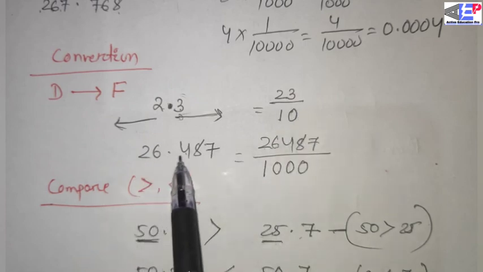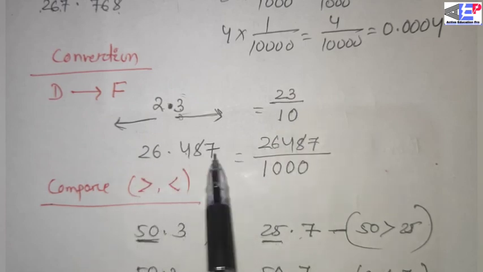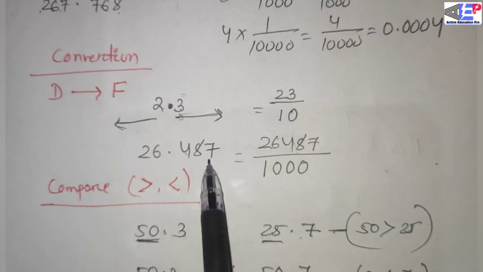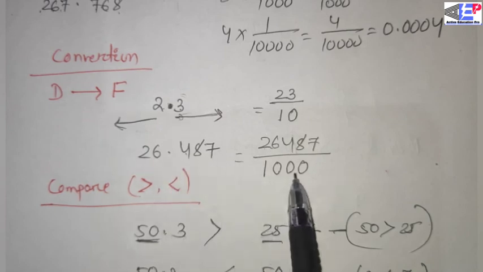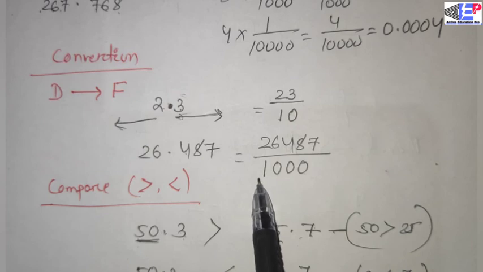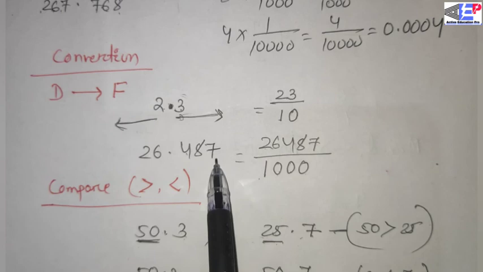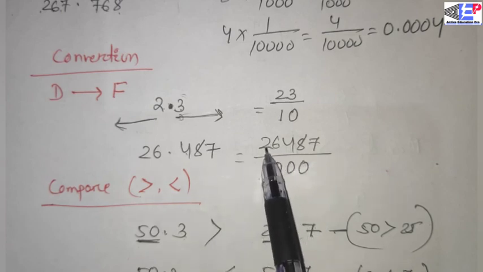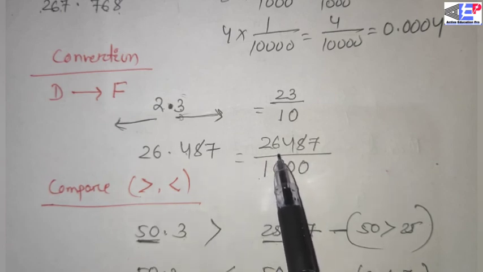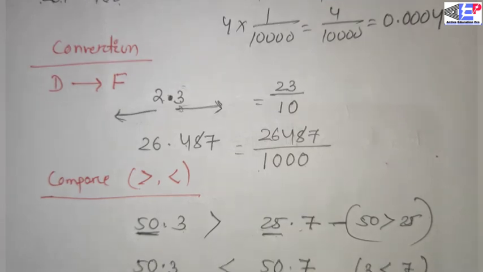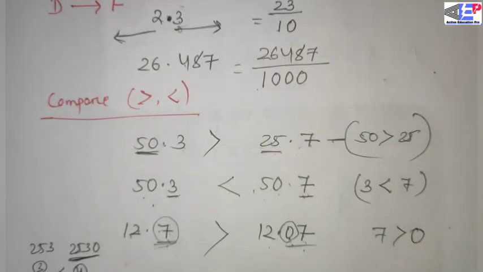Here 26.487, there are 3 digits after the decimal point towards the right side, so you have to put 3 zeros with 1 to convert to a fraction. Here the decimal number is 26.487 and the fraction is 26487 upon 1000.